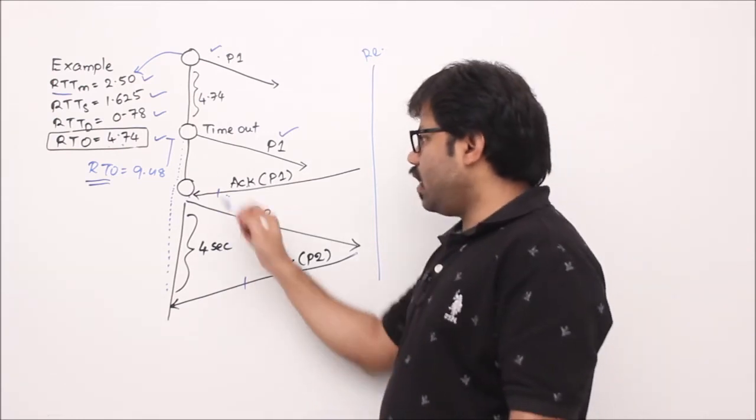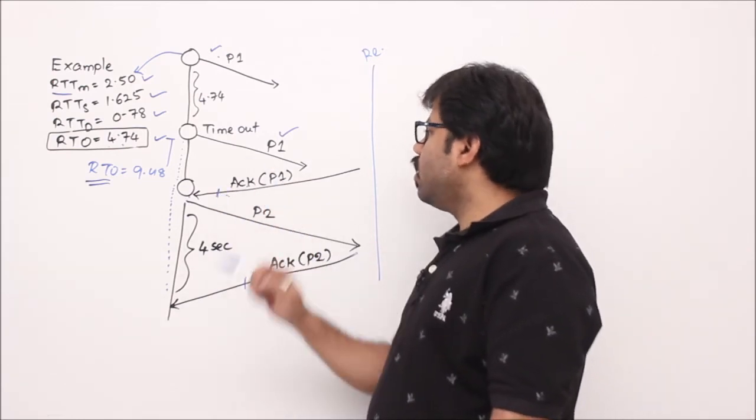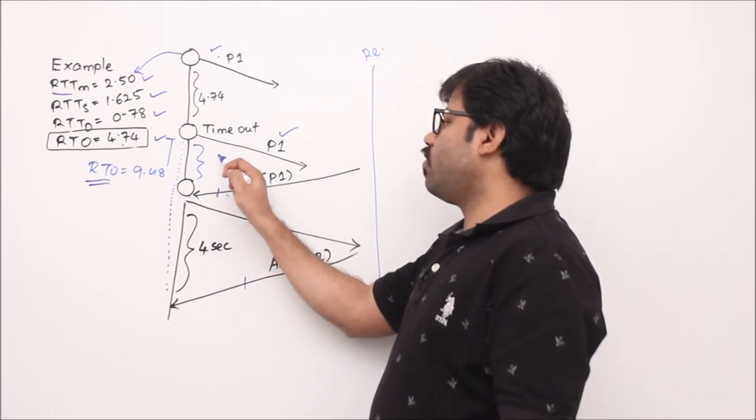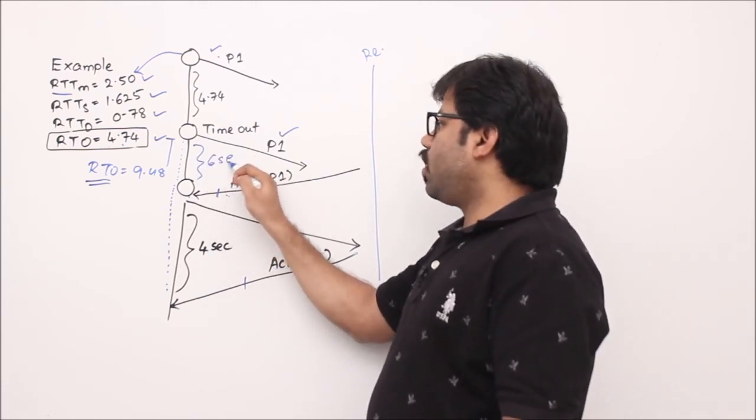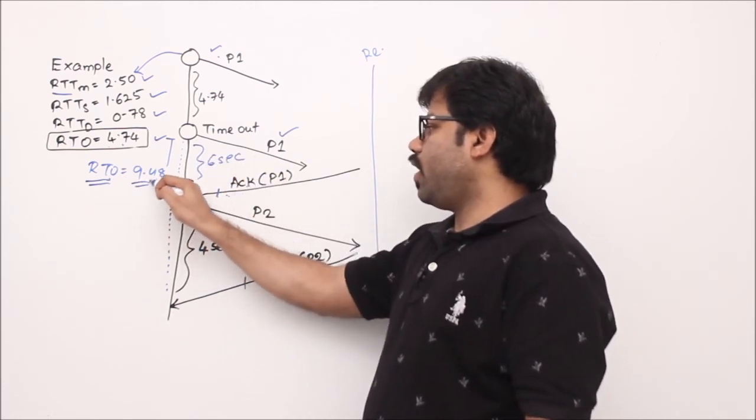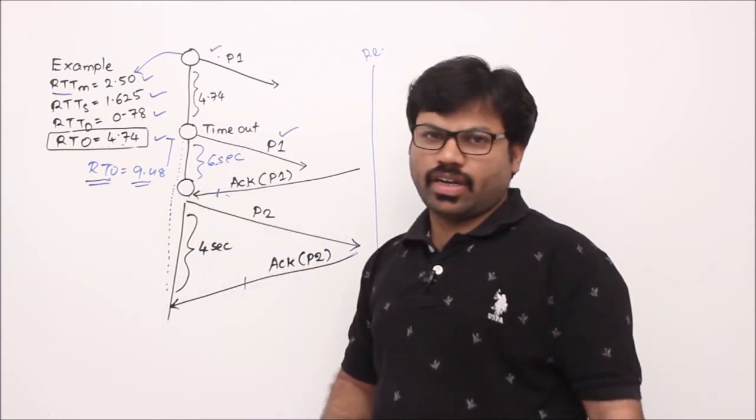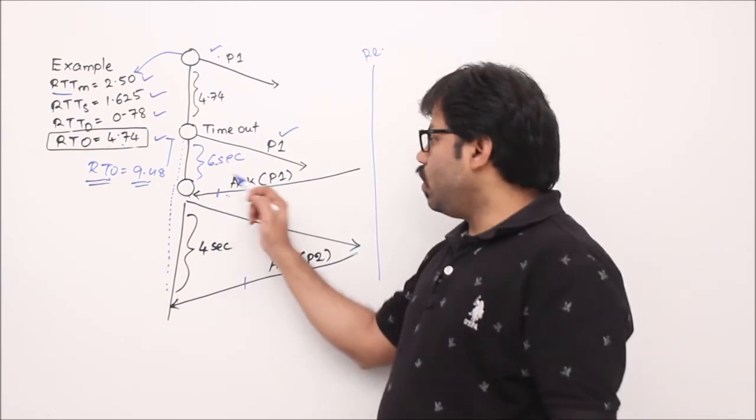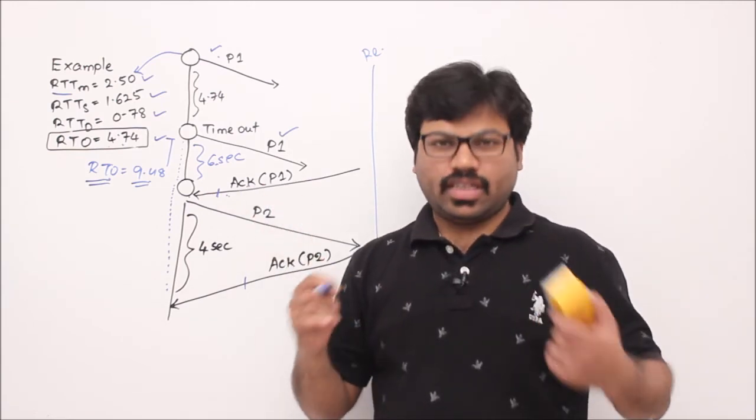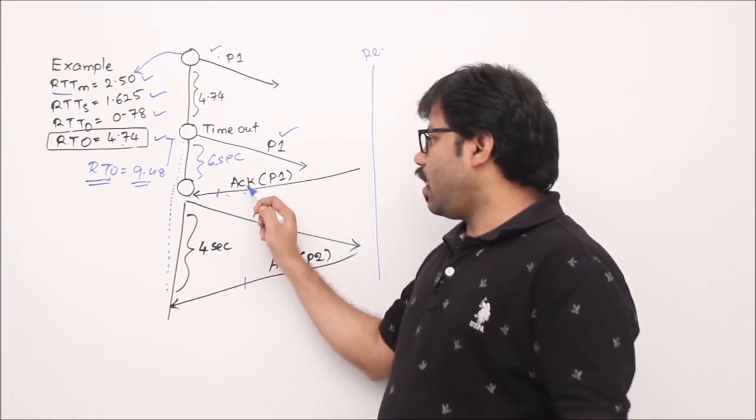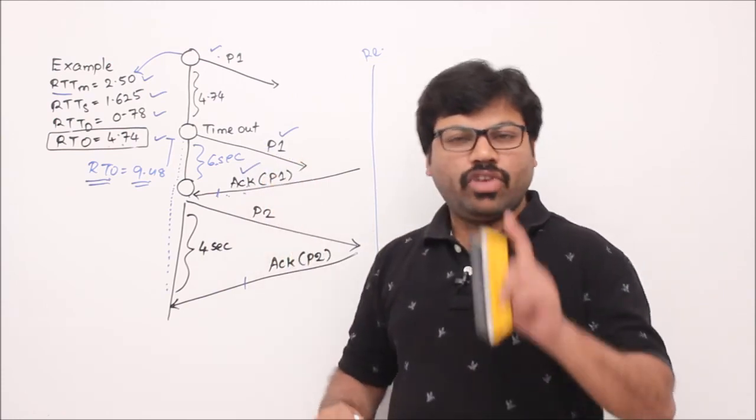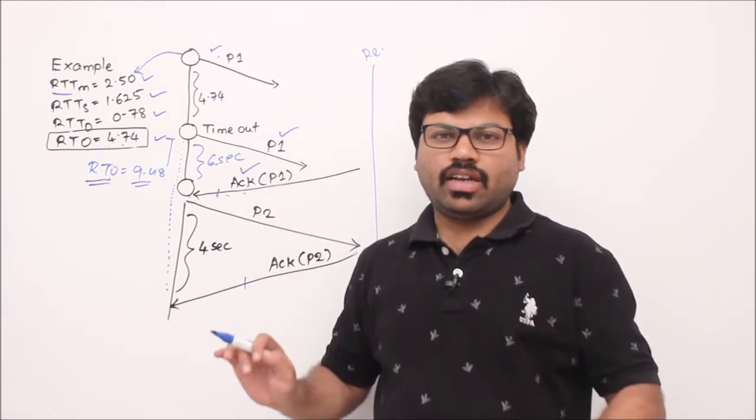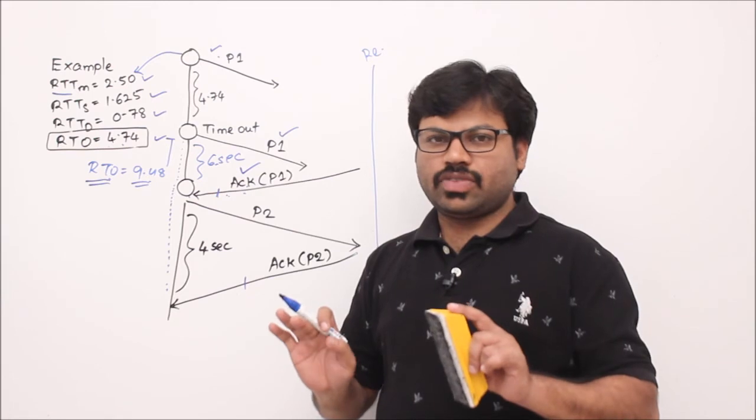But what happened, you see, we got the acknowledgement here. After how much time? Let's say something like 5 or 6. But what is our RTO time? 9.48. This 6 seconds is less than 9.48, right? So within the time period it came. But don't take this ACK as a new ACK, because this is already a confused ACK. With this ACK we don't do any calculations. Here, no calculations for RTO.